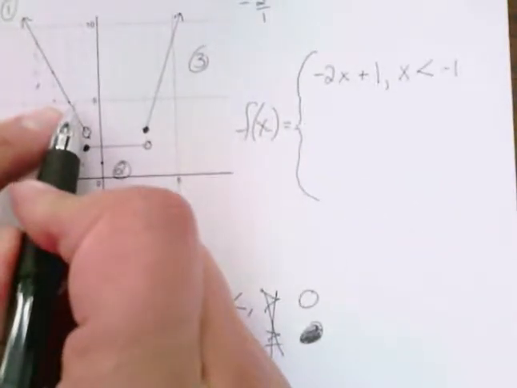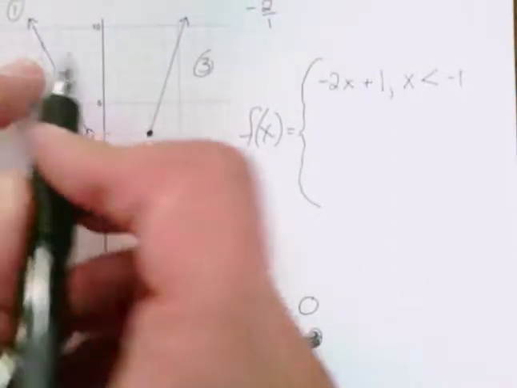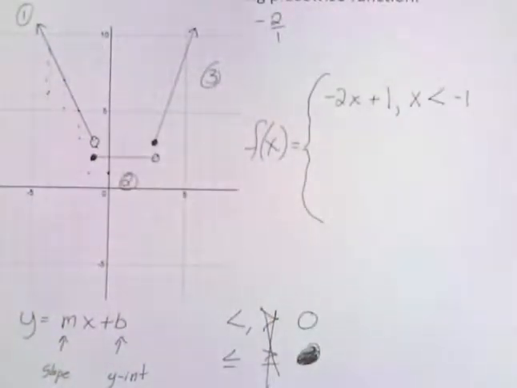Right here, x is negative 2. Right here, x is negative 3. Right here, x is negative 4. So those are all the x values that are less than negative 1.